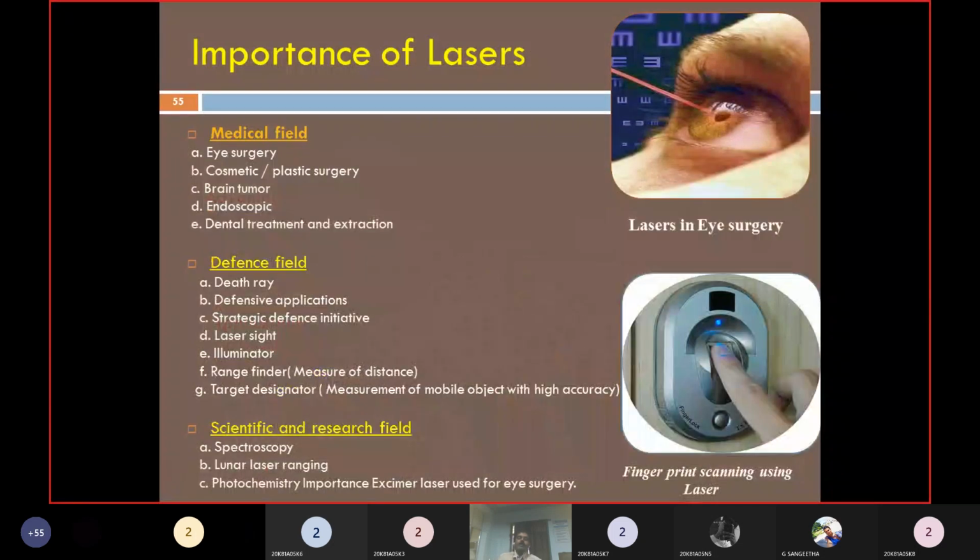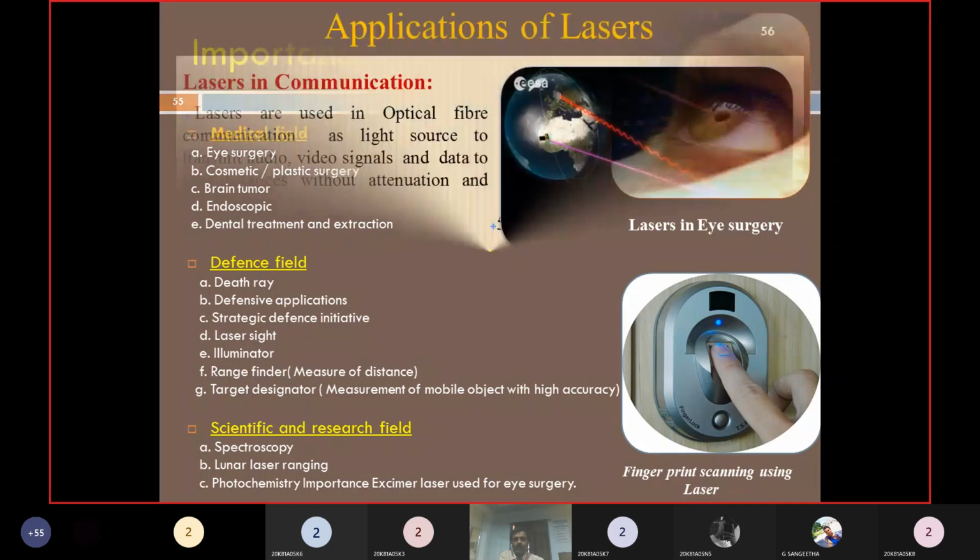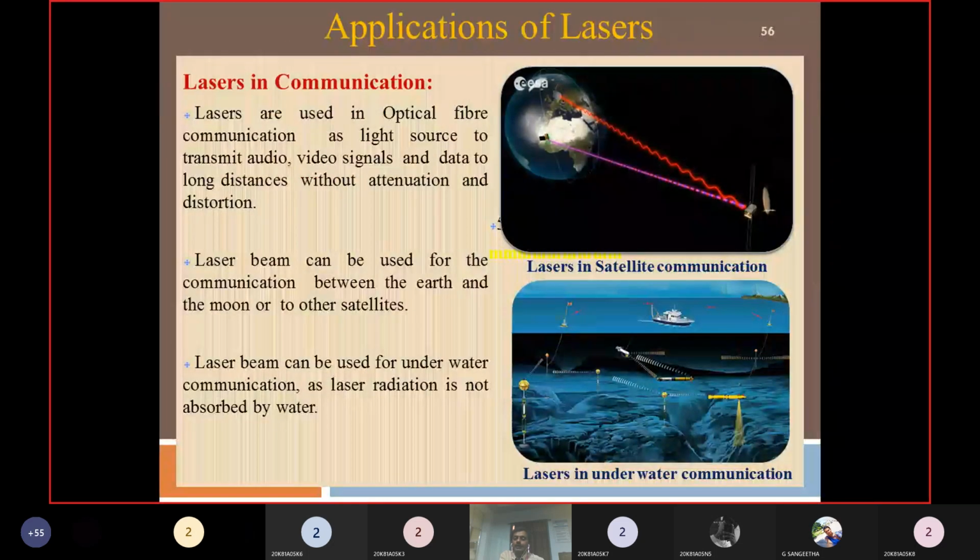Now coming to the importance of laser, or applications of laser. This laser is used in the medical field, defense field, and scientific and research fields. Then lasers in communication, the main applications here are lasers in communication systems. Already we know how it is used. Just read once. Radars and many communication systems are there, and in those communication systems we can use the lasers.